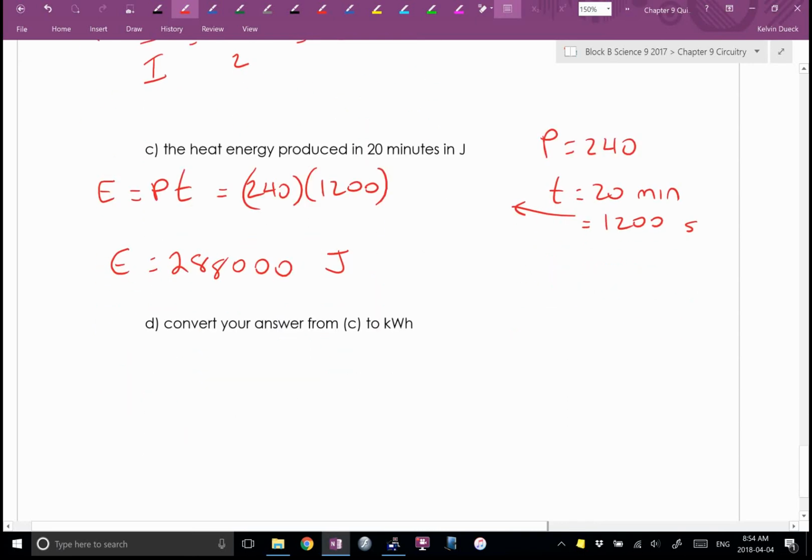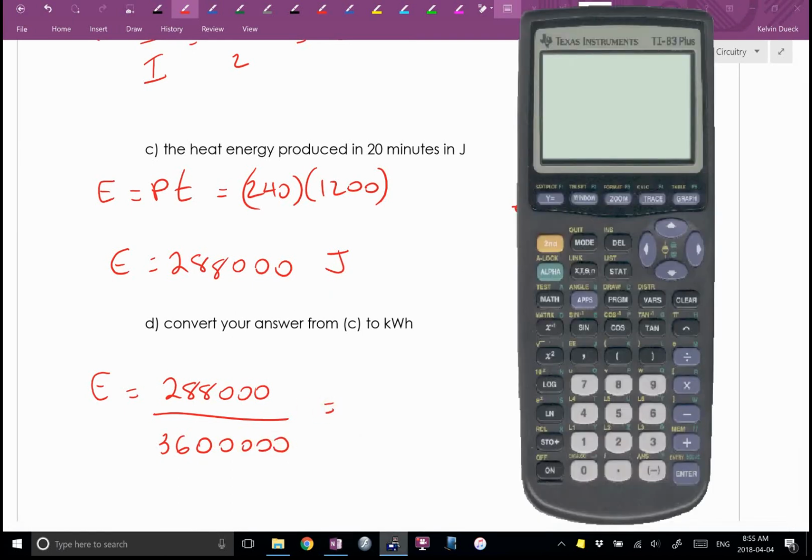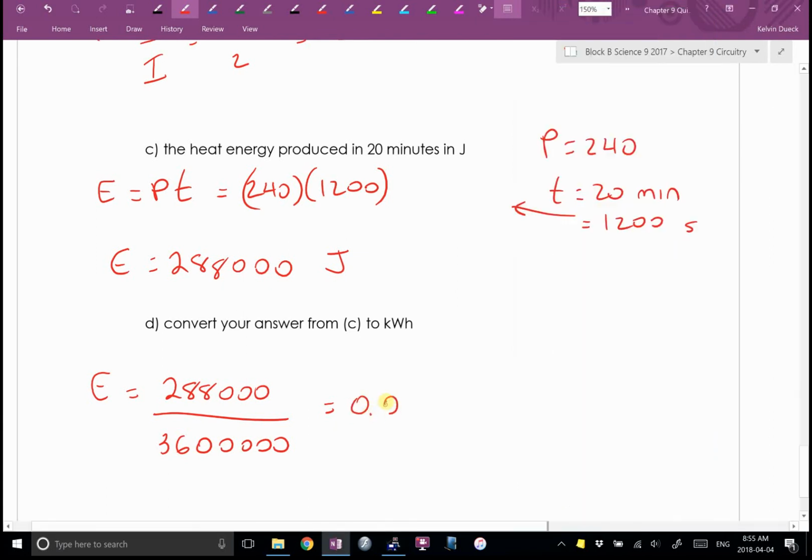And then convert this answer to kilowatt hours. If I want to go to kilowatt hours, I take the energy in joules and I divide it by a 3, a 6. Quinn, how many zeros? Is it 5? Yeah. That was your cue, my friend. So it's going to be 288,000 divided by a 3, a 6, and 1, 2, 3, 4, 5 zeros. Do you get 0.08 kilowatt hours? Yes, no?